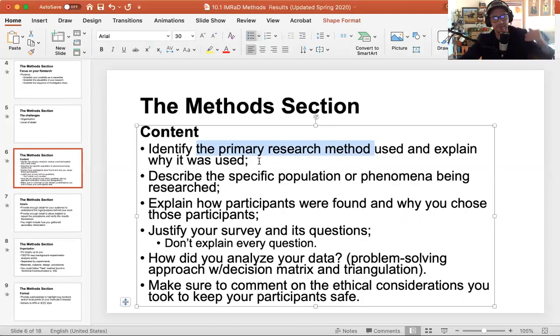This is how many participants I had. These are the survey. We did a survey for this reason. This was our data analysis, problem solving model, decision matrix, triangulation. This is where we mentioned that we did research ethically. We might mention briefly who we surveyed, what population of people, things like that. Okay, so this is the type of content that we will include.